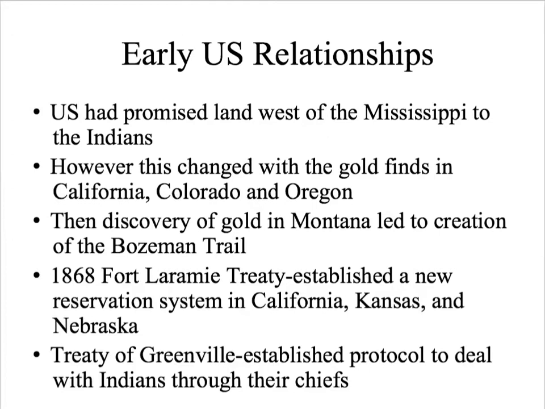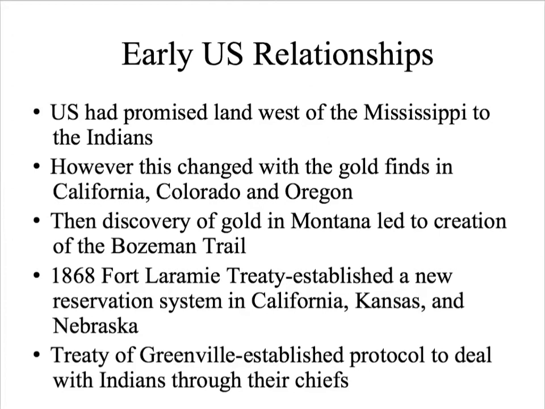During the 1830s to the 1860s, the U.S. relationships to the Indians were generally following a certain type of model. The model included the following. The U.S. would promise land to the west of the Mississippi to the different Native American tribes. However, this would change with the discovery of gold, as was exemplified with the gold finds in California, Colorado, and Oregon. Then there was the discovery of gold in Montana. This led to the creation of numerous trails like the Bozeman Trail.